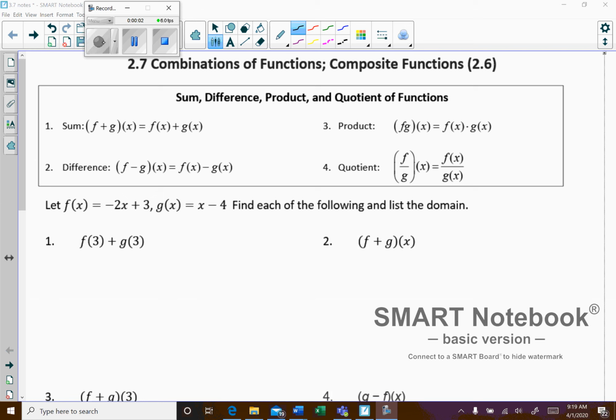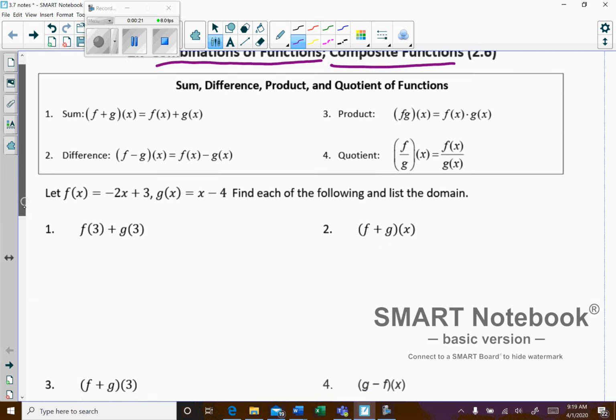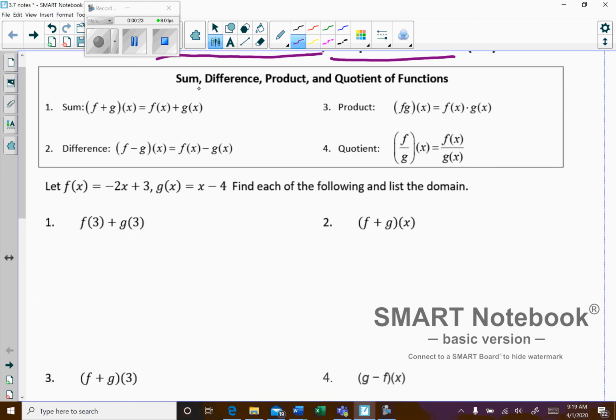Okay, here's 2.7. We're going to look at combinations of functions, and then we'll take a moment and look at composite functions. Okay, so combination functions, it's actually fairly simple and straightforward. These are the four different types that we will work with. We have the sum, the difference, the product, and the quotient.